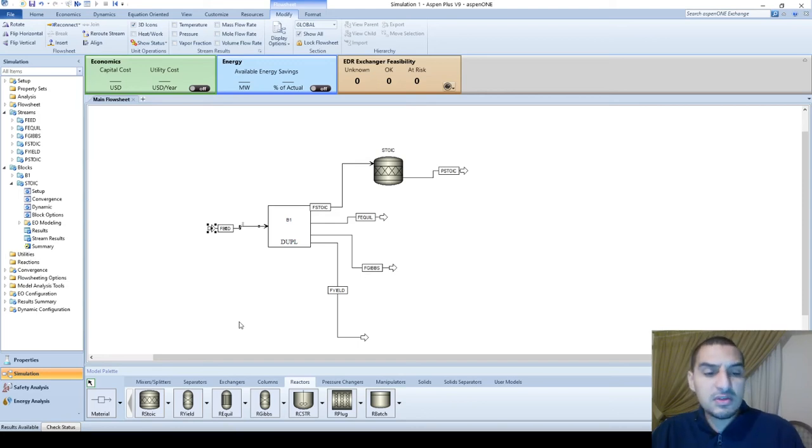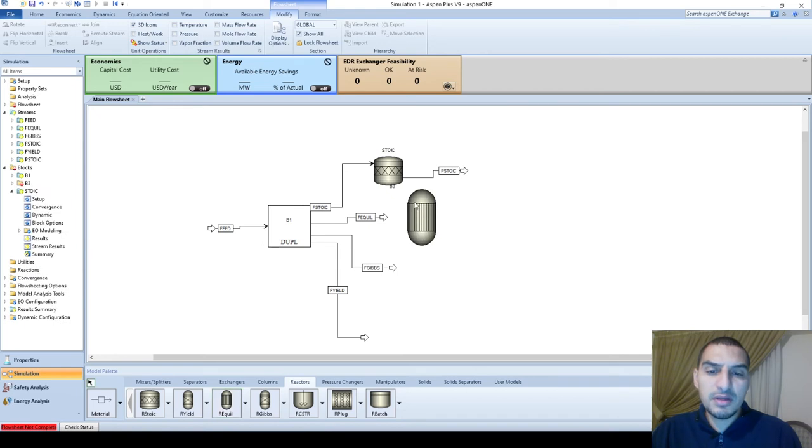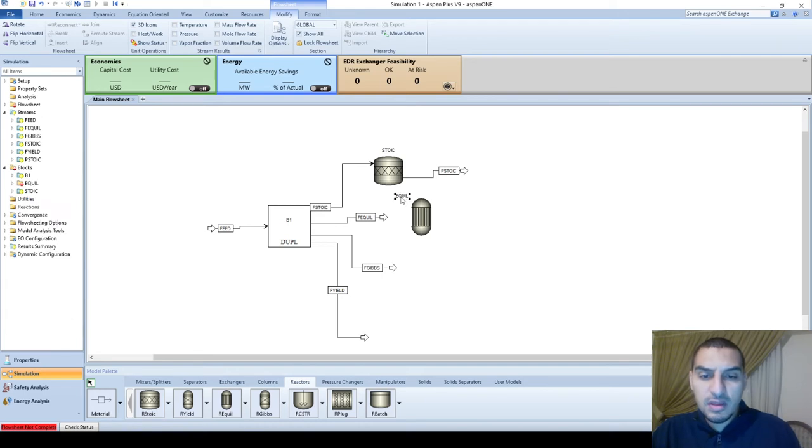Okay, so now let's go for the second, which is the equilibrium reactor. I'm going to add the reactor here and call it equilibrium. And this is the feed to the equilibrium reactor.